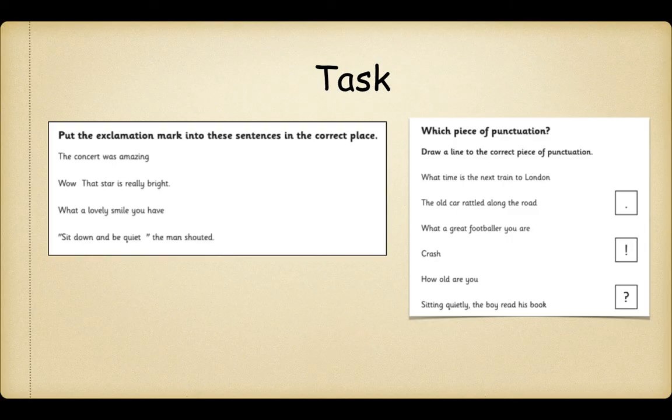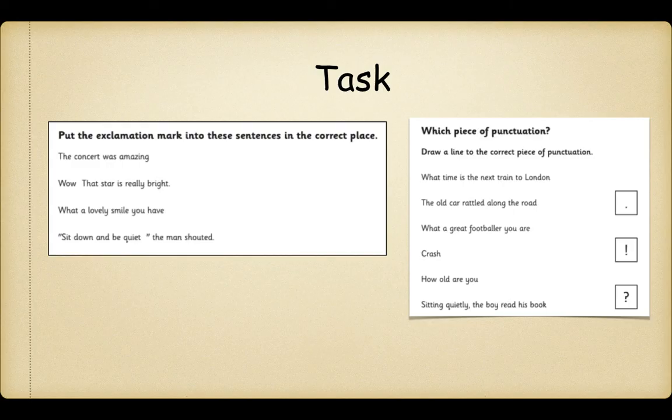And in the second sentence, wow, that star is really bright. It's got a full stop at the end of that sentence. What comes after wow? What a lovely smile you have. And the last sentence, sit down and be quiet, the man shouted. What goes after the word quiet? And your last piece of work on the right hand side, what or which piece of punctuation?